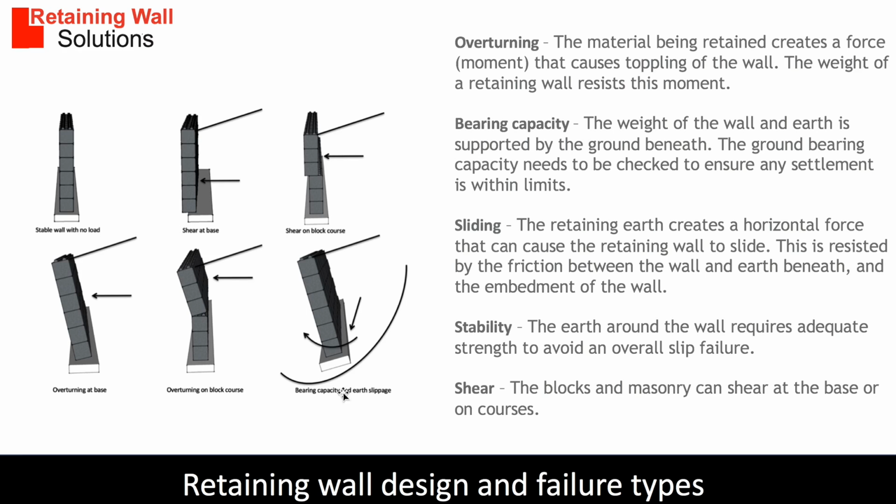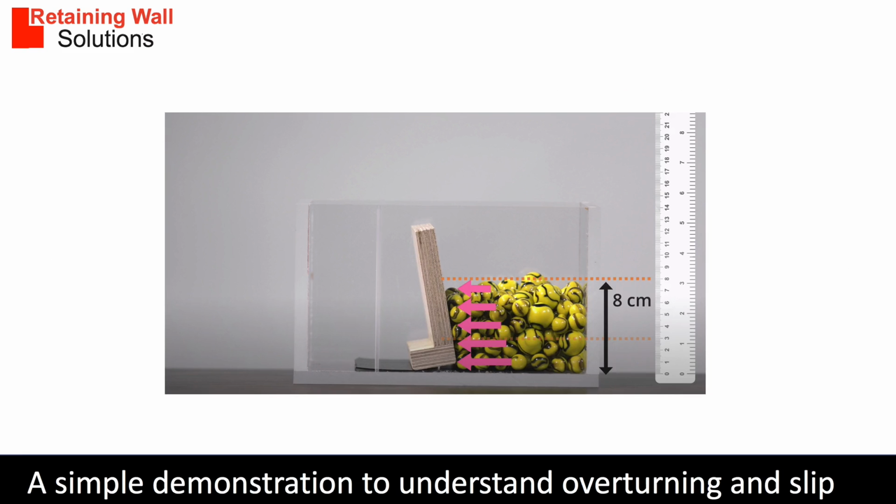Stability is the overall situation for the ground condition, so the whole ground can slip, so it's important to understand the geotechnical engineering of the earth and the soils. And we have shear, where the wall can actually shear off the base or a joint, again from the forces pushing the wall over. So they're just some modes of failure. Let me show you and make this simple with a simple demonstration.